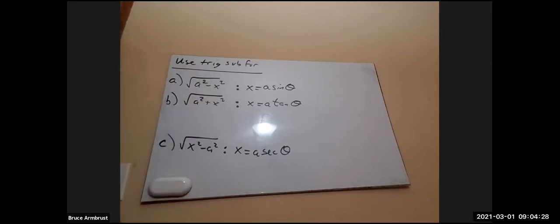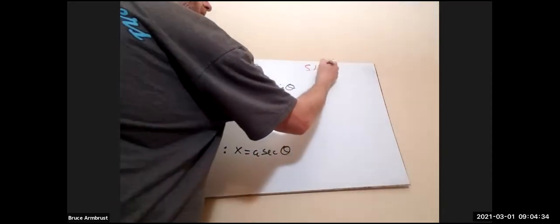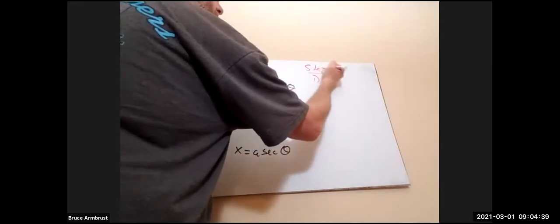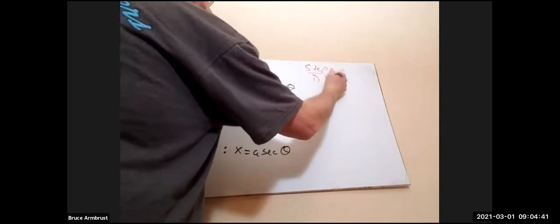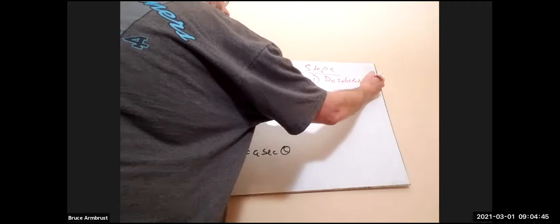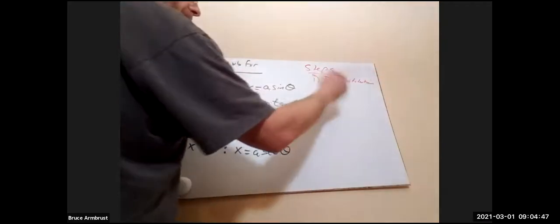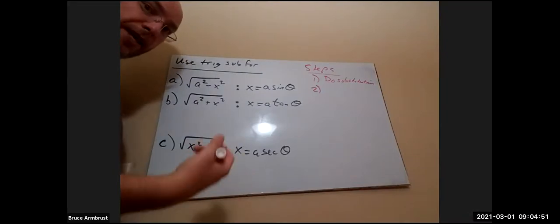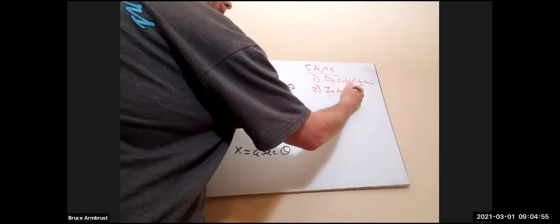So let's remind ourselves what the process is. You're going to do the substitution. So you're going to differentiate, you're going to put in for the dx and all that. What it's going to turn into is a trig integral. Then we go ahead and integrate that.